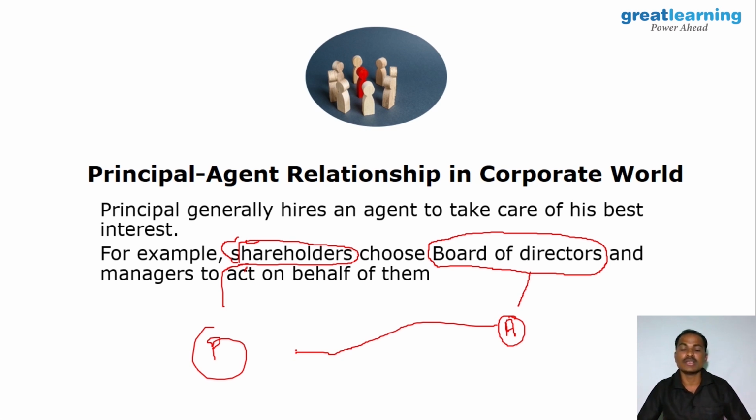For example, in the Satyam Computers example, Ramalinga Raju was supposed to take care of the best interest. He was on the board, so being a board member, he was supposed to take care of the best interest of shareholders, but he did not do that. He did window dressing of accounts. He manipulated the accounts, right? Because of that, most of the problems were created for Satyam Computers, and ultimately it had a lot of problems. So that is called the principal and agent relationship.